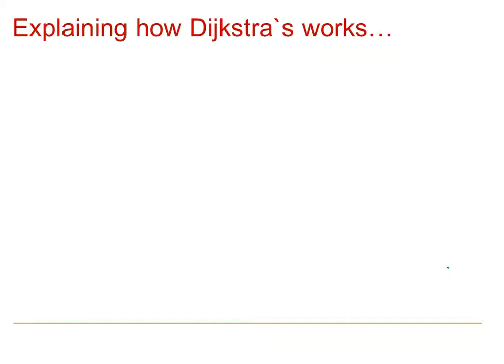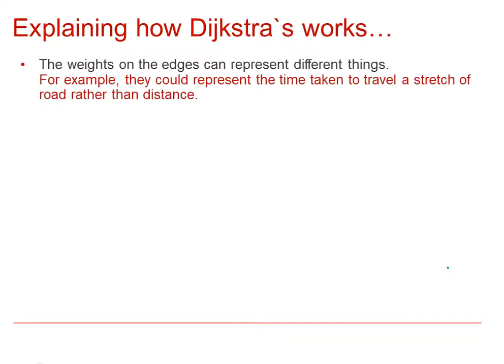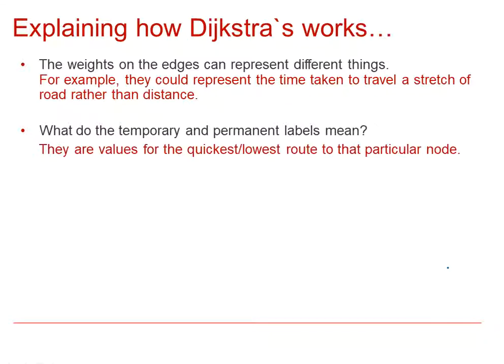So how does Dijkstra's algorithm work? The weights on the edges can represent different things. For example, they could represent the times taken to travel a stretch of road rather than distances. What do the temporary and permanent labels mean? They are the values of the quickest or the lowest route to that particular node. And the permanent label is the best value at that node.